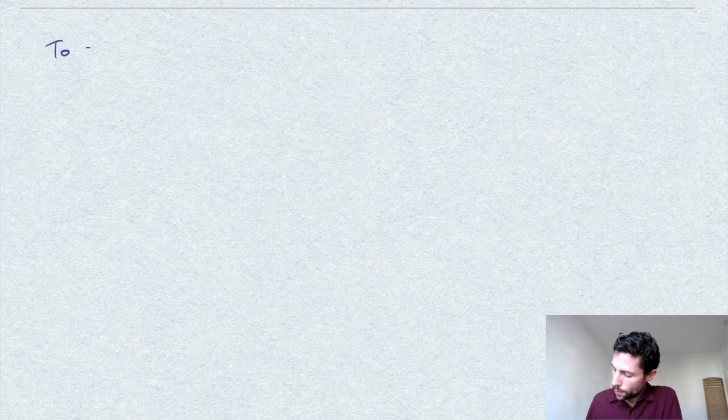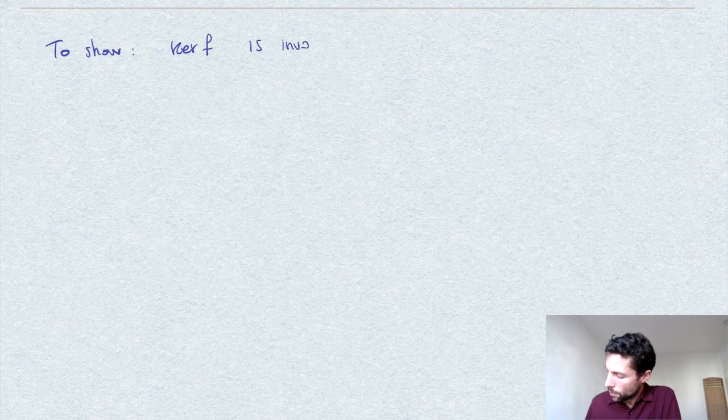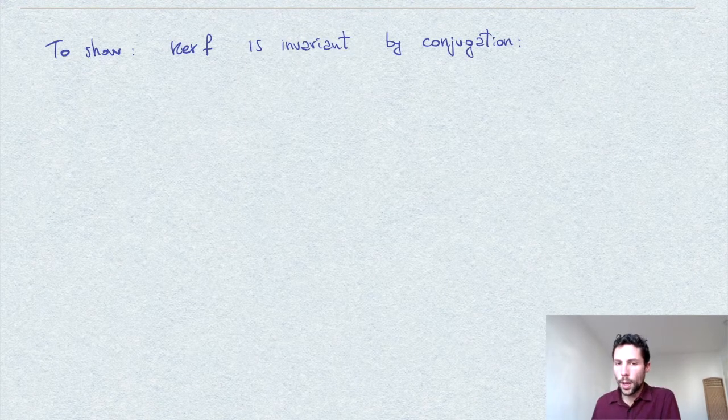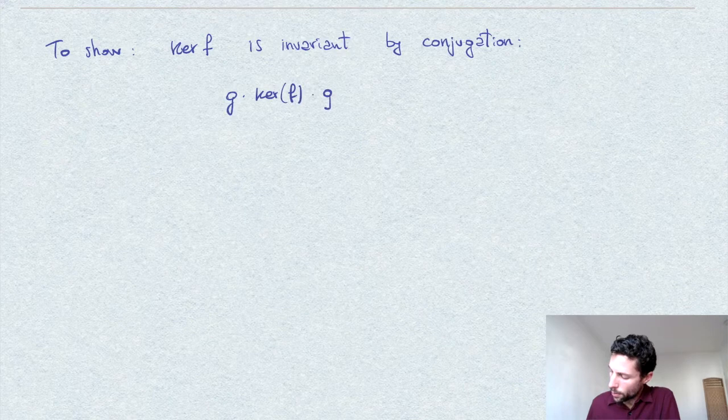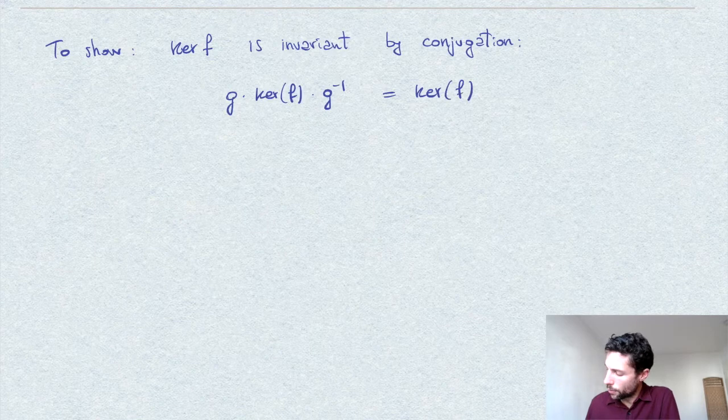So now let's prove that the kernel is a normal subgroup. That is, we have to show that the kernel of f is invariant by conjugation, that is g times ker f times g inverse, for any element g, is equal to the kernel of f. Okay, so let's do this.